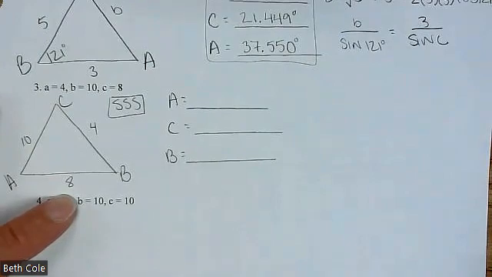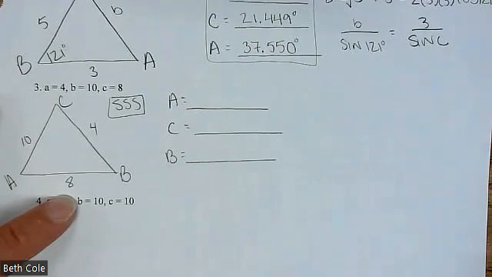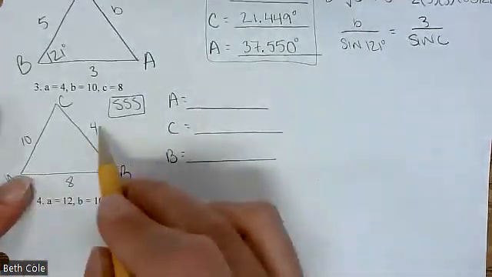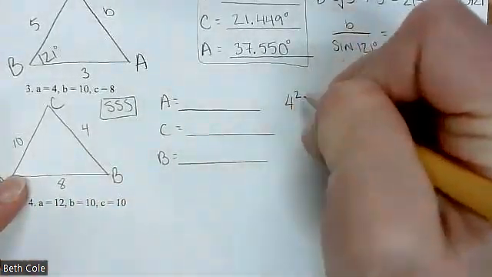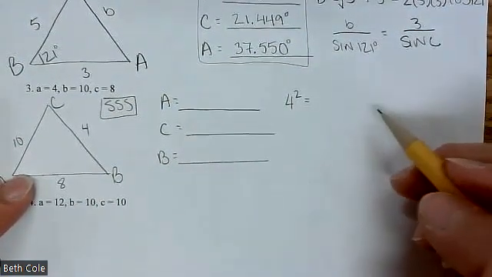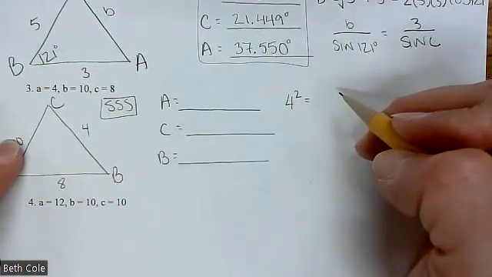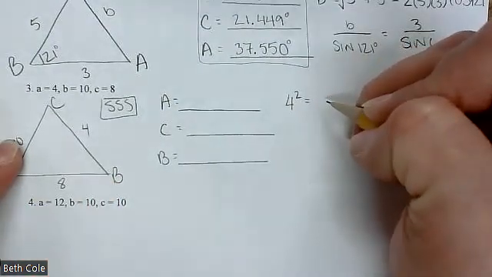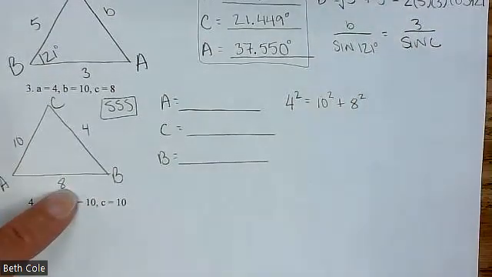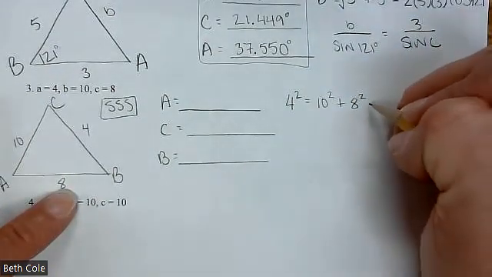As a heads up, this one has a touch more writing, but not much. It's easier to type. So we want A, so I'm going to start with A. 4 squared equals. You start with whatever one you're trying to find. What's going to go on the other side? Good. 10 squared plus 8 squared, or 8 squared plus 10 squared. That's not actually going to matter.